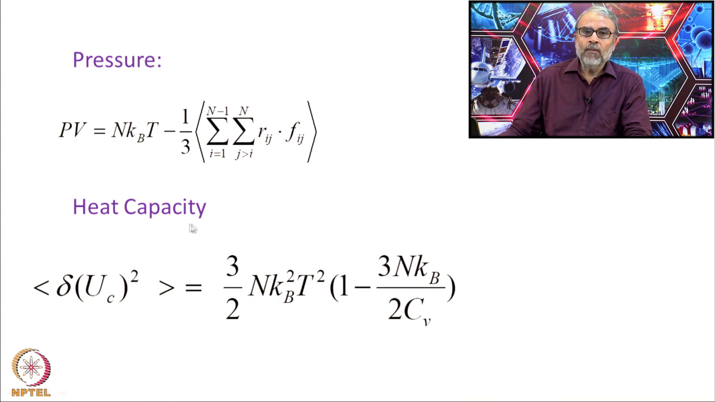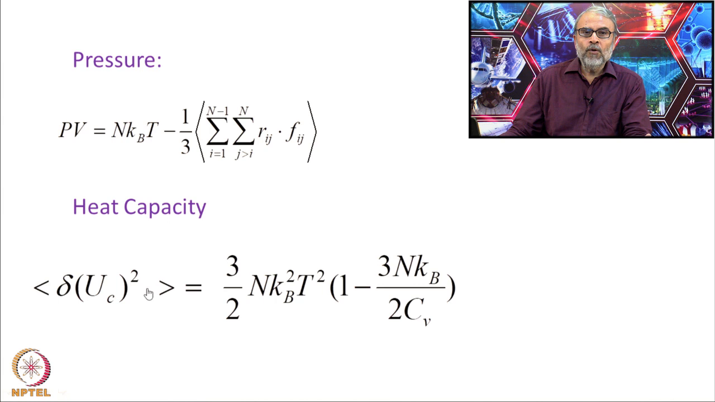Similarly, now suppose I want to get the heat capacity. Heat capacity is given in terms of this formula. Delta U squared is the average of U squared minus the average of U, whole squared. So, this is the fluctuation in energy. Fluctuation in energy is obtained by the average of the square of energy minus the square of the average of energy. That fluctuation is given by 3/2 N k squared T squared times (1 minus 3 N kB by Cv). So, Cv is my heat capacity at constant volume. This is how you calculate heat capacity in my calculations.